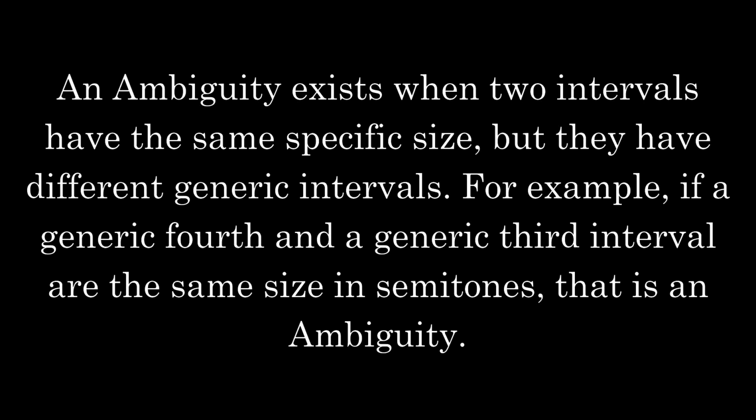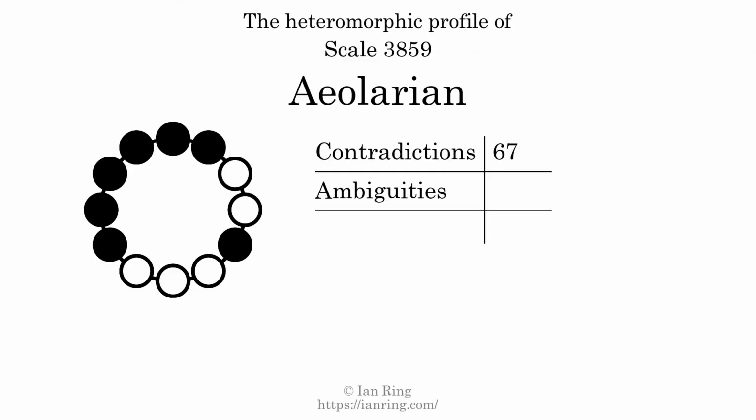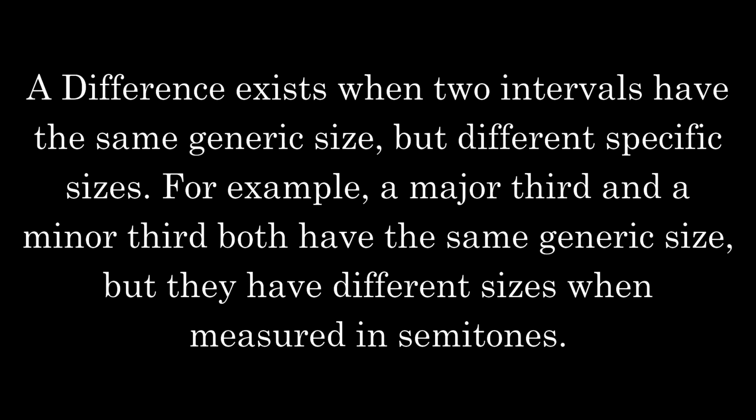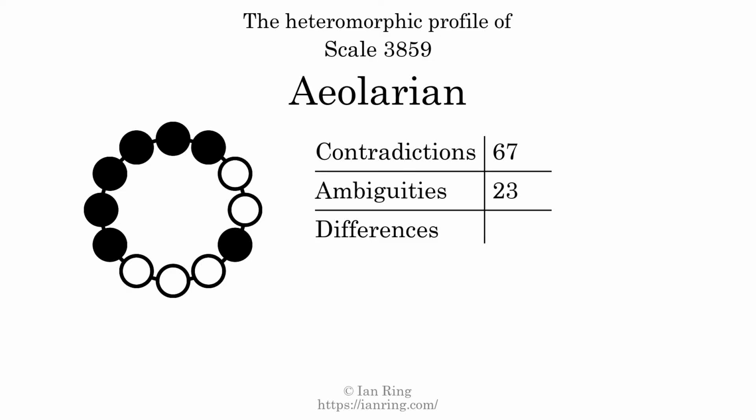An ambiguity exists when 2 intervals have the same specific size, but they have different generic intervals. For example, if a generic fourth and a generic third interval are the same size in semitones, that is an ambiguity. The number of ambiguities in this scale is 23. A difference exists when 2 intervals have the same generic size, but different specific sizes. For example, a major third and a minor third both have the same generic size, but they have different sizes when measured in semitones. The number of differences in this scale is 86.